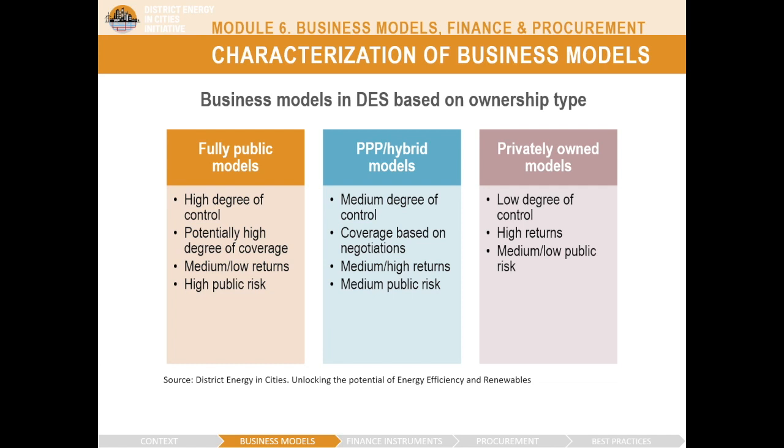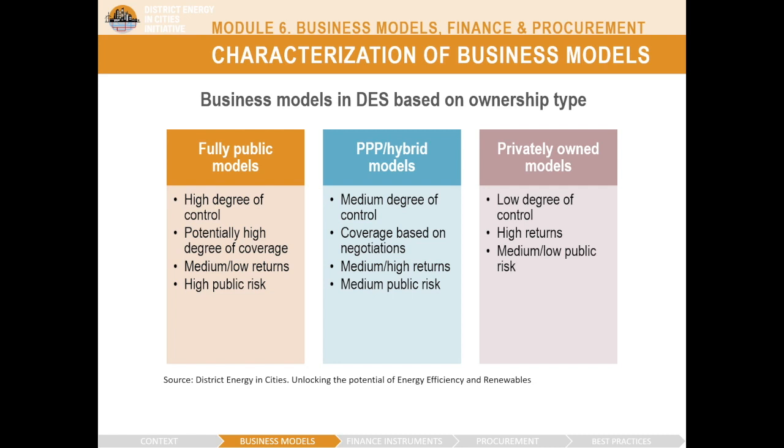Various types of business models exist for district energy systems, and models based on ownership type are explained briefly. There are three types of commonly seen business models in district energy based on ownership type. They are fully public models, privately owned models, and hybrid models. Public models are projects owned by public bodies such as municipalities. Private models are projects where a private company secures funding for the project and owns and operates the network. Hybrid models are projects where the network is owned, funded, and delivered jointly by a private company and a public body.